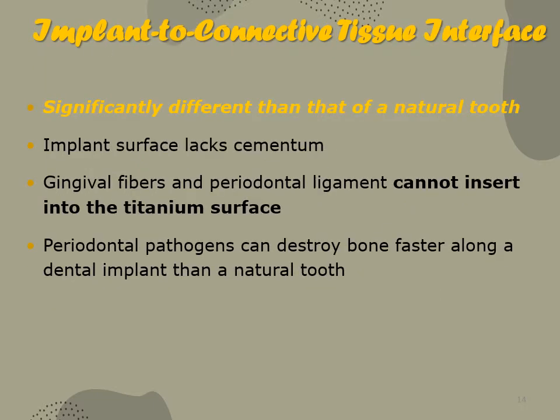The implant to connective tissue interface is where things become significantly different, because implants don't have cementum, obviously, right? There's no PDL, or periodontal ligament, around an implant. So gingival fibers and periodontal ligaments cannot insert into the titanium surface, right? There are no Sharpey's fibers embedding into the titanium surface. Periodontal pathogens can destroy bone way faster along a dental implant than in a natural tooth, where that periodontal ligament is protecting.